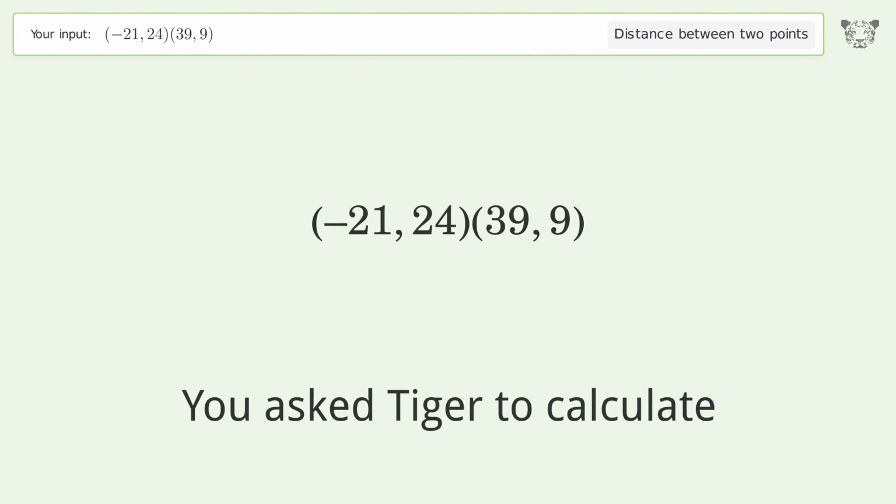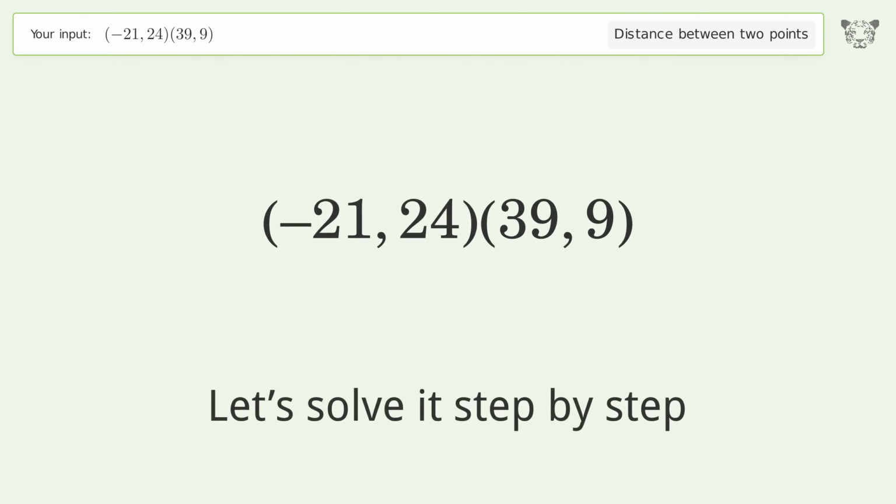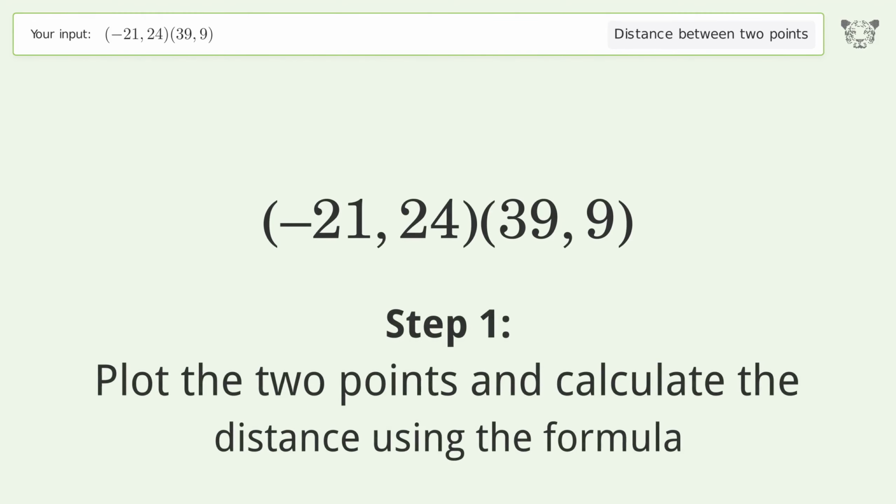You ask Tiger to calculate. This deals with the distance between 2 points. The distance between the 2 points is the square root of 3,825, or 61.847. Let's solve it step by step. Plot the 2 points and calculate the distance using the formula.